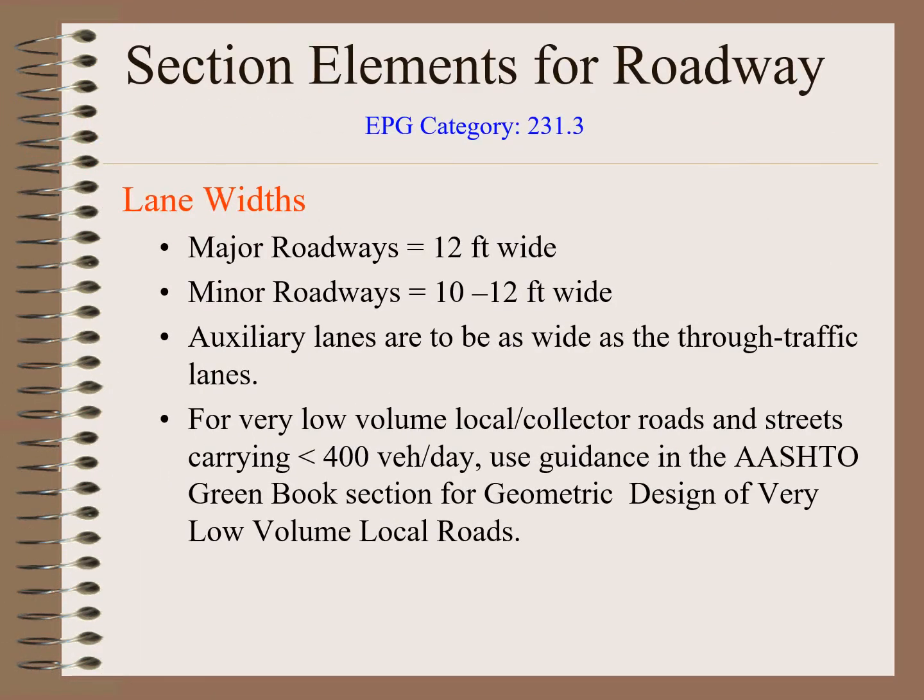For selecting lane widths, basically your major roadways are going to always be 12-foot lanes. Your minor roadways can be anything between 10 and 12 feet wide. Your auxiliary lanes are to be as wide as the through traffic lane. So if you are designing an auxiliary lane on a roadway where every lane is 12 foot wide, then your auxiliary lane needs to be 12 foot wide.